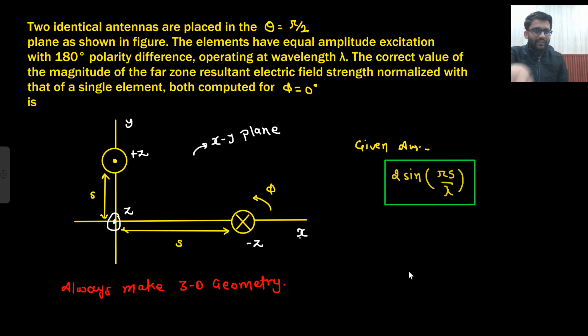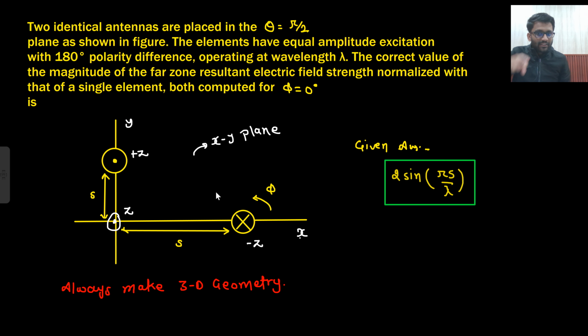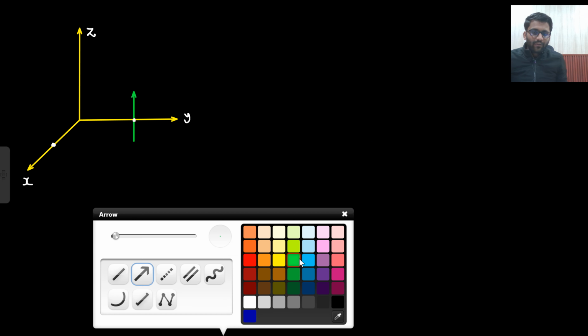Similarly, on the x-axis as well there is an antenna, which is placed along the minus z-axis. So if this is my plus z, then this is how my minus z would be. Basically, what they mean to say is that if this has I naught current and 0 degree angle, then this has I naught current and pi, that is 180 degree, angle.